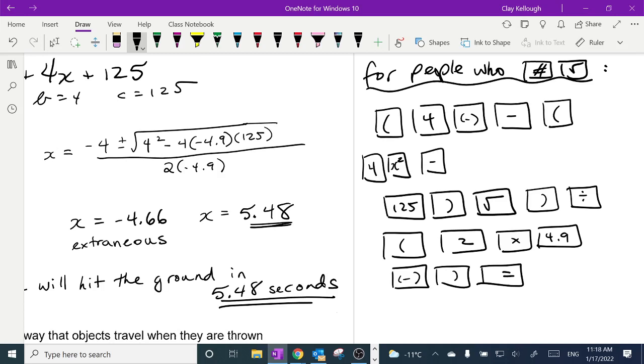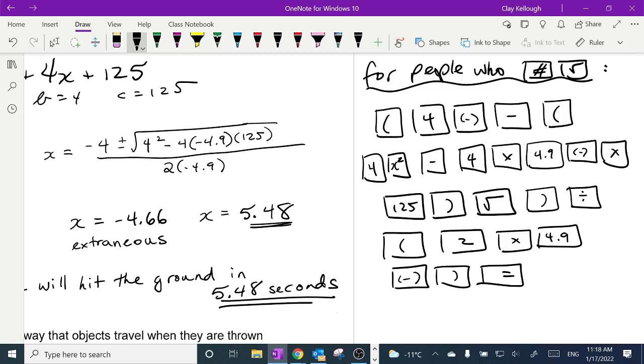Minus 4 times 4.9. Make it negative, and then times again. There we go. All right, that should do it. Open a bracket. 4, make it negative. Minus, open a bracket. 4 squared minus 4 times negative 4.9 times 125. Close brackets. Square root the bracket I just made.